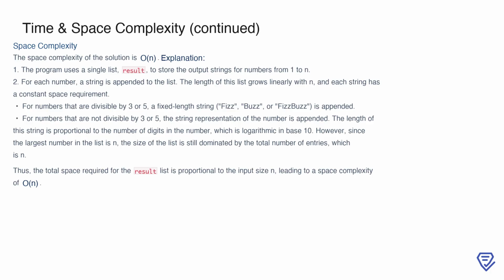For numbers divisible by 3 or 5, the appended strings like Fizz, Buzz, or FizzBuzz have a fixed length. For other numbers, the string representation of the number is appended, and its space requirement depends on the number of digits, which scales logarithmically with the number itself. However, since the total number of entries in the list is n, the linear growth of the list dominates the overall space usage. As a result, the space complexity is proportional to n, making it O(n).